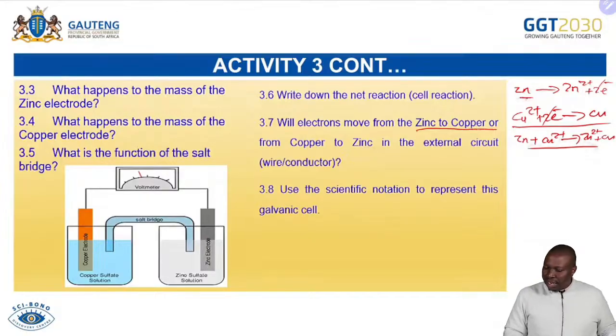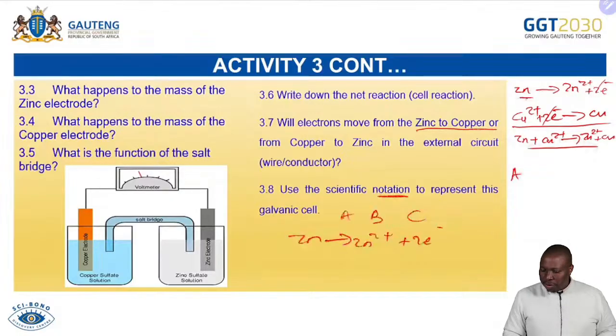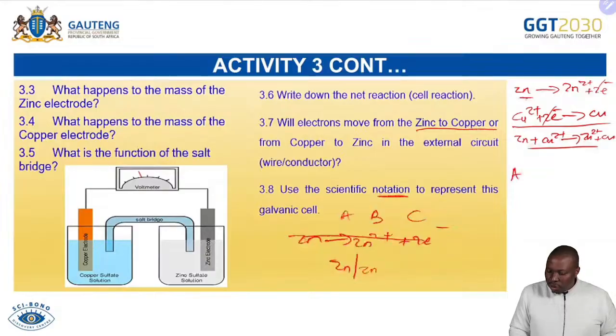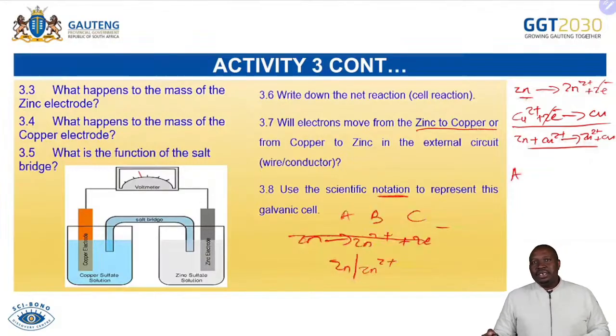Use scientific cell notation. You see the cell notation, remember we talked about it. We said A, B, C. On the anode, we have zinc forming zinc 2 plus plus 2 electrons, that is the half reaction. But now in the cell notation, A is zinc forming zinc 2 plus. I said you make a solid line because zinc is solid, zinc 2 plus is aqueous. That line means phase boundary.